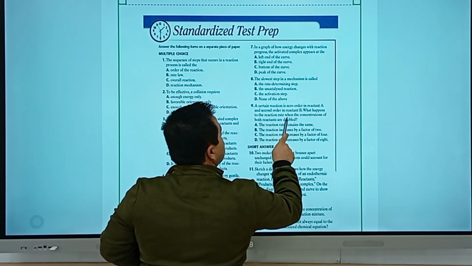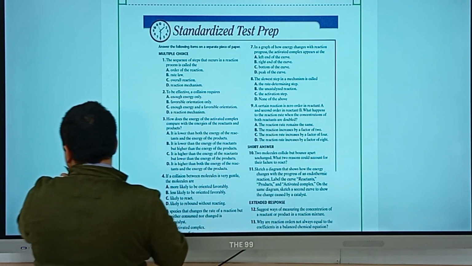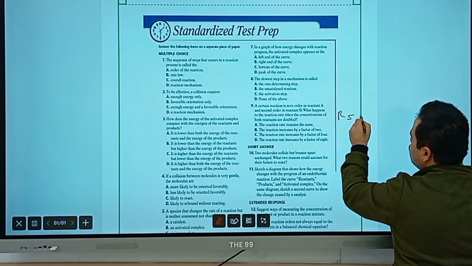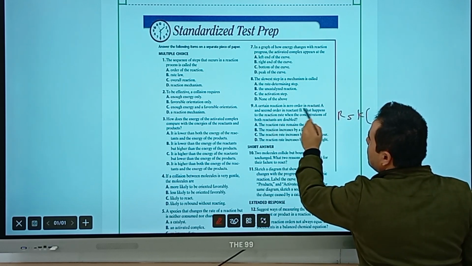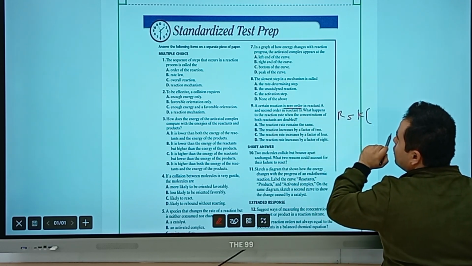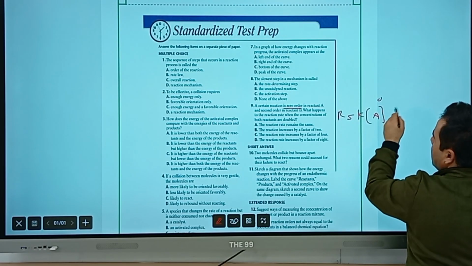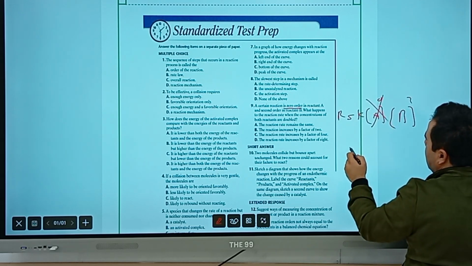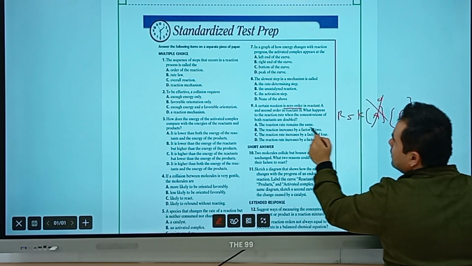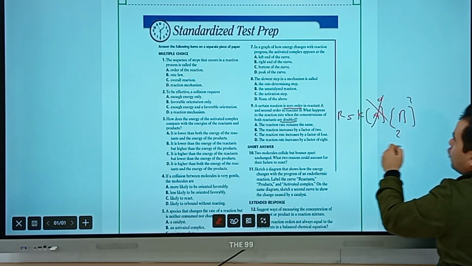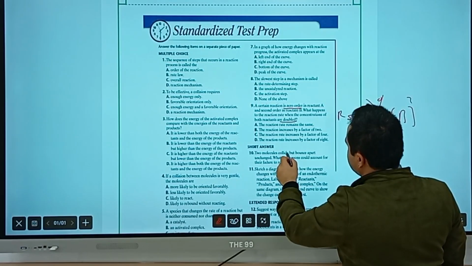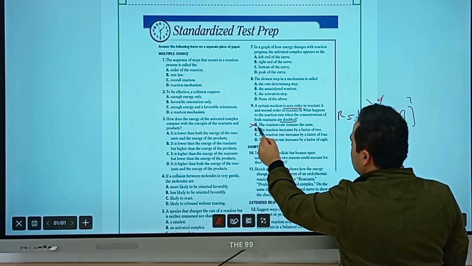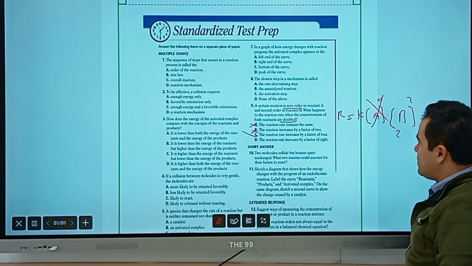A certain reaction is zero order in reactant A and second order in reactant B. What happens to the reaction rate when the concentrations of both reactants are doubled? Let me write the rate law for this, guys. R is equal to K, A is zero order in reactant A, and reactant B is second order. So this has no effect. Doubling both concentrations quadruples the rate. Does the rate remain constant? No. Is the reaction increased by a factor of 2? No. By a factor of 4? C is the correct answer.